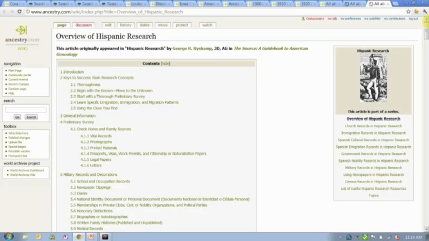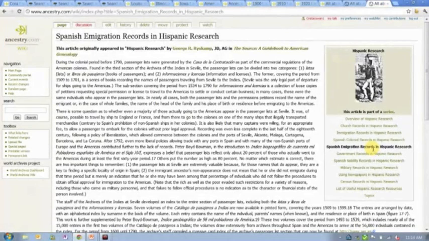There's also usually a sidebar over here on the right-hand side that'll show you other articles that contain information related to this topic. So you'll notice this is an overview of Hispanic research, but if you are specifically interested in church records, or you're specifically interested in Spanish colonial records, whatever, right? You get the idea, I hope. So you can click on any one of these links and it will take you to an additional article that contains information about that topic.